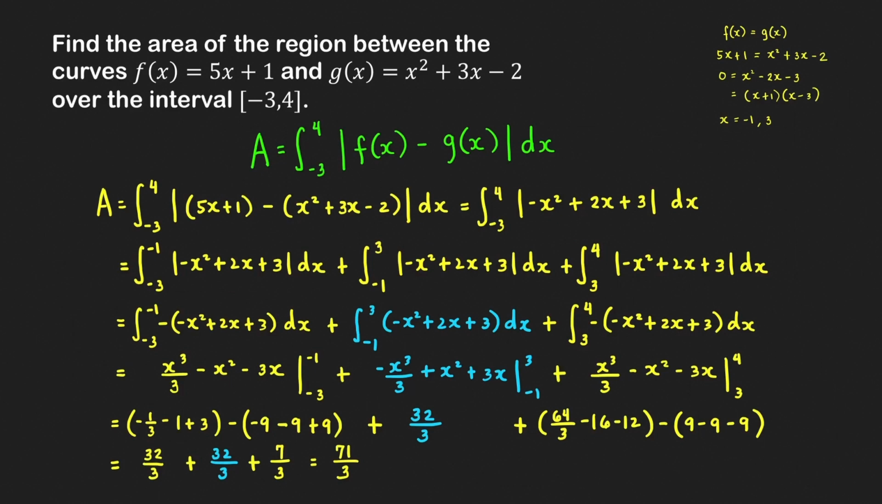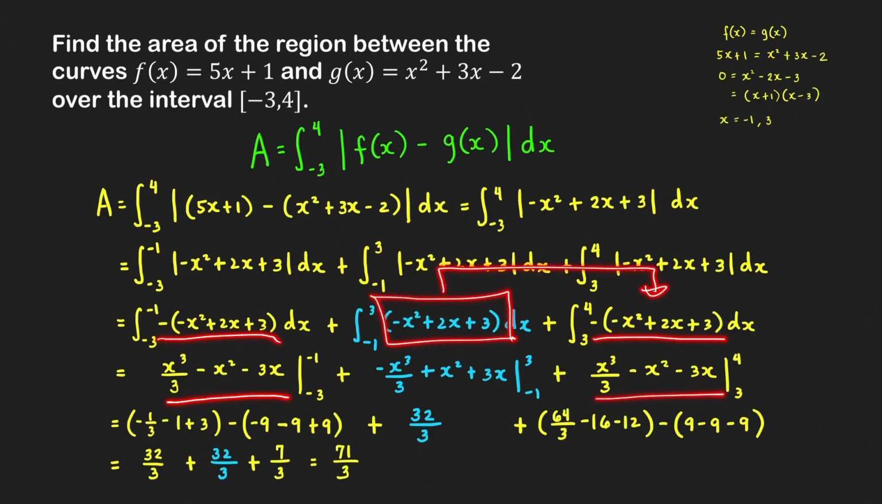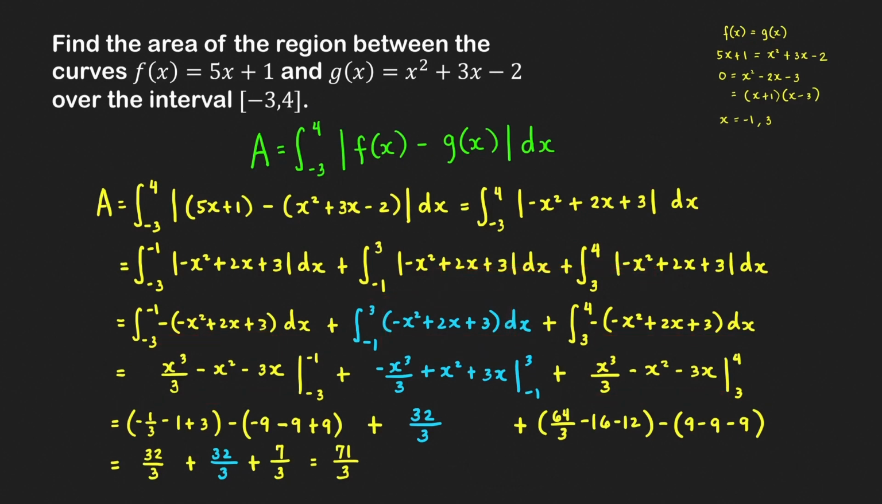Now we can easily evaluate these three integrals here. So an antiderivative of this expression here, which is exactly the same thing as this one, is x cubed over 3 minus x squared minus 3x. And since this is just the negative of this integrand, then an antiderivative is the negative of this one, which is equal to this expression.